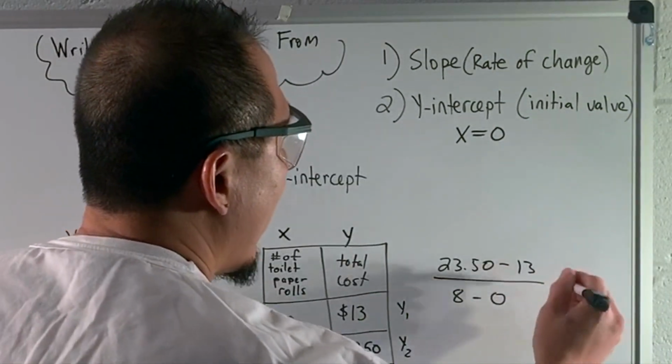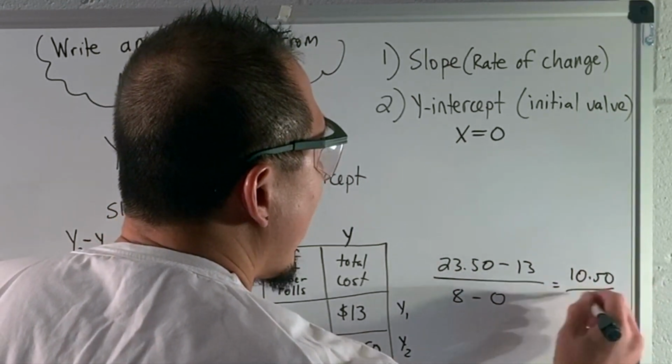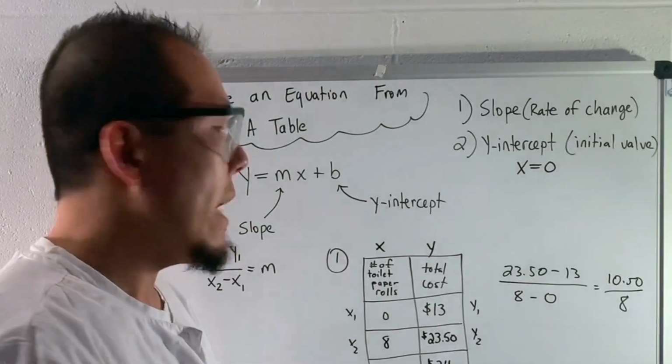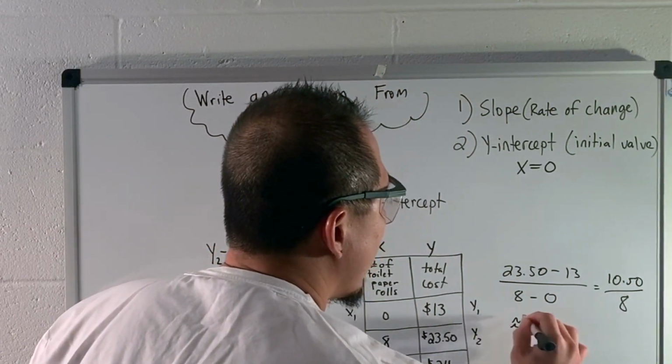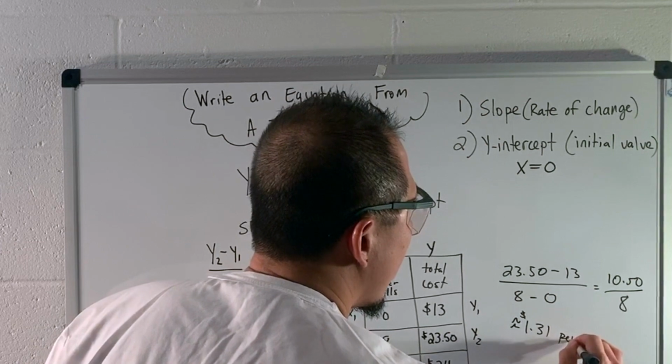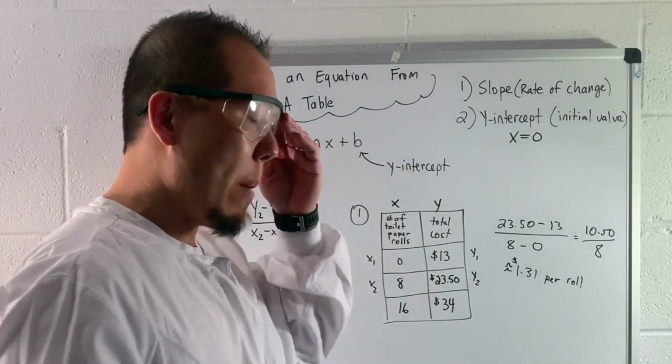So when I simplify this, this is going to give me $10.50 over 8. And if I divide those two, it's going to give me approximately $1.31 per roll. Now, that's pretty expensive per toilet paper roll.